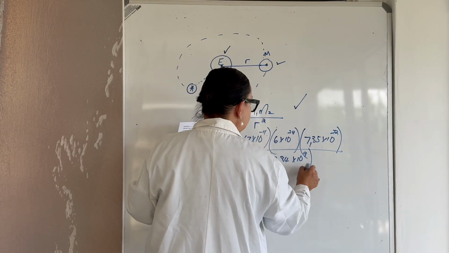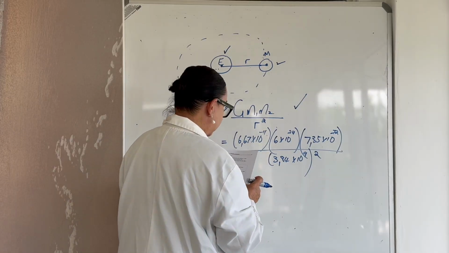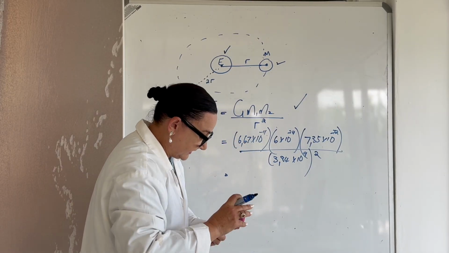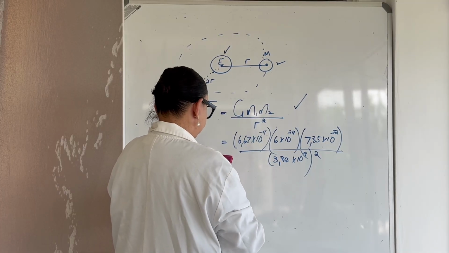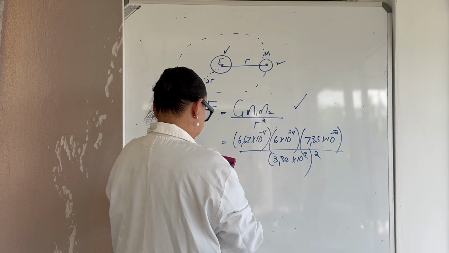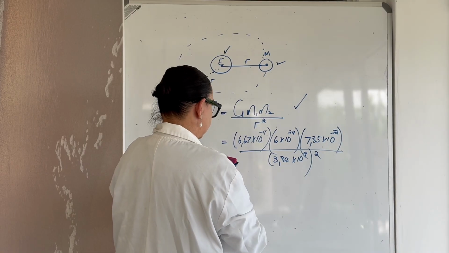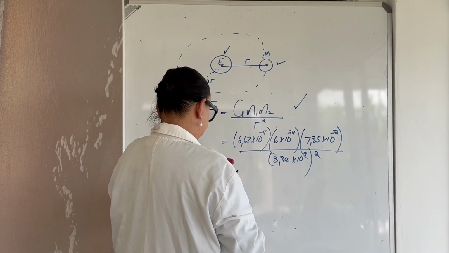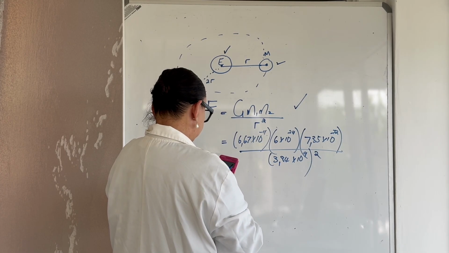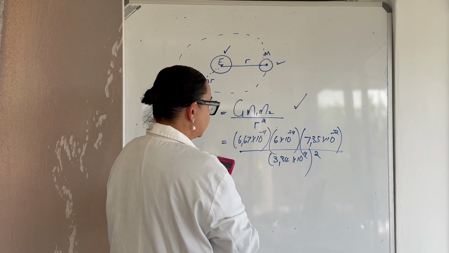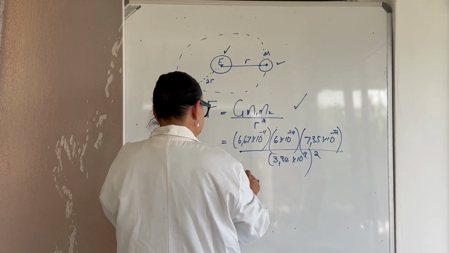Times 10 to the 9. And don't forget the square. Now I'm going to just calculate that. Just remember all your brackets. Divided by 3,84 times 10 to the 9 squared.